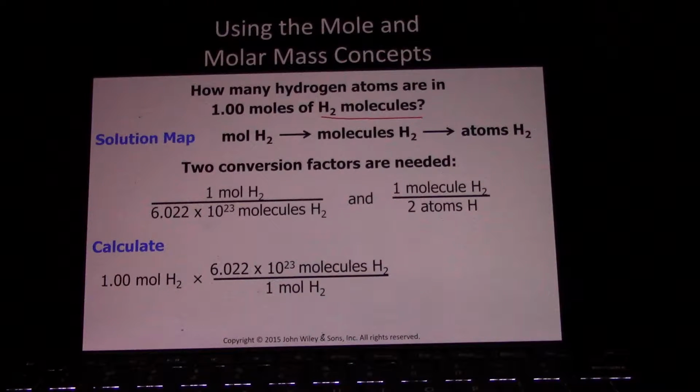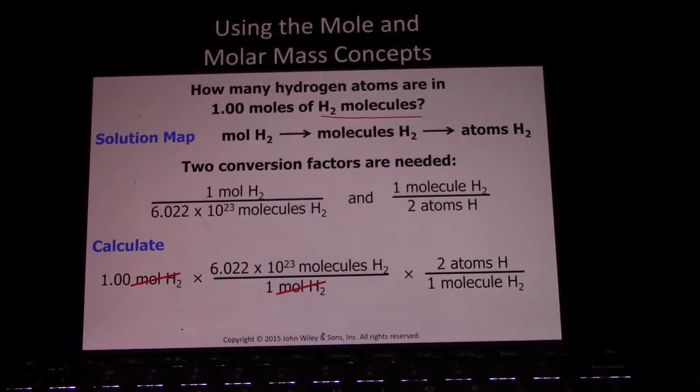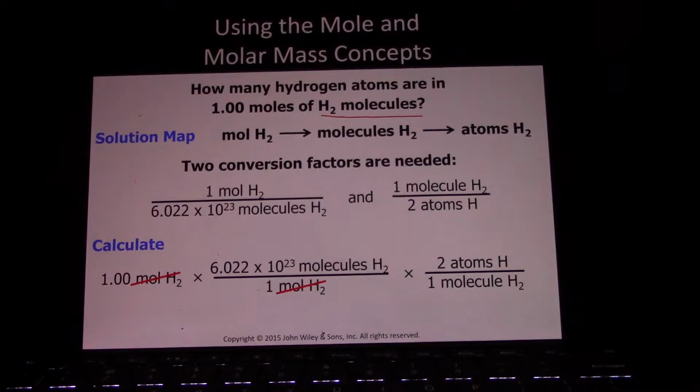Now we have molecules of H2, but they want atoms. So again, if you have 5 motorcycles, you have 10 tires, because each motorcycle has 2 tires. And so here, we convert molecules of hydrogen to atoms of hydrogen by realizing that there are actually 2 atoms of hydrogen in every molecule of hydrogen.